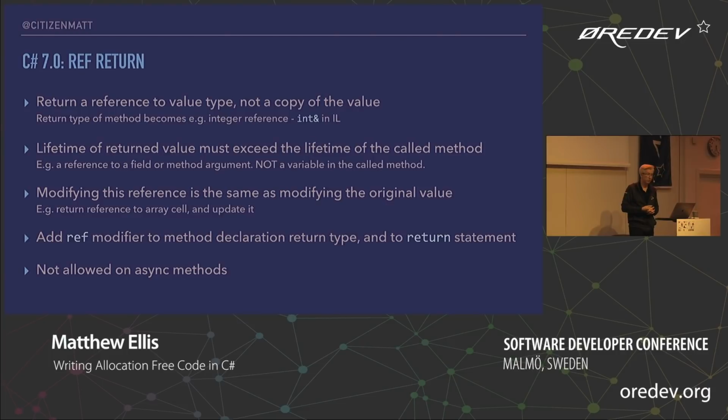Modifying the reference is the same as modifying the original value because it's a reference, it's the actual thing itself. And you can do some really interesting things with that. You can return a reference to an array cell, an item within an array, and update that. And so you're actually updating the value in the array itself without touching the array, which is a bit weird, but cool. The way you use it is nice and easy. You just add the ref modifier to the method declaration's return type and to the return statement itself. And one thing that's important to point out is you can't use it on async methods, because they get rewritten into a class and it gets pulled out, and then you can't justify the lifetime anymore.